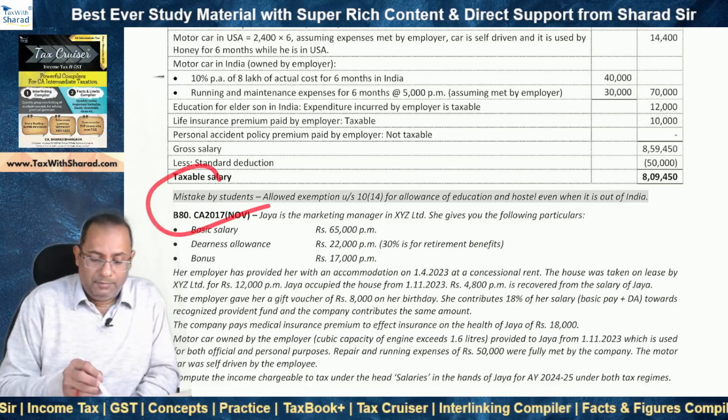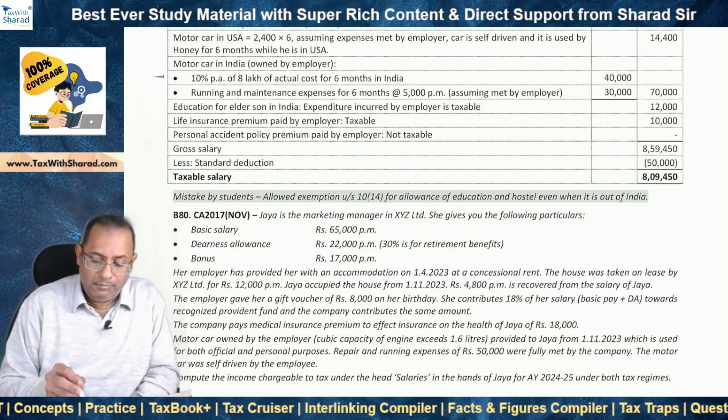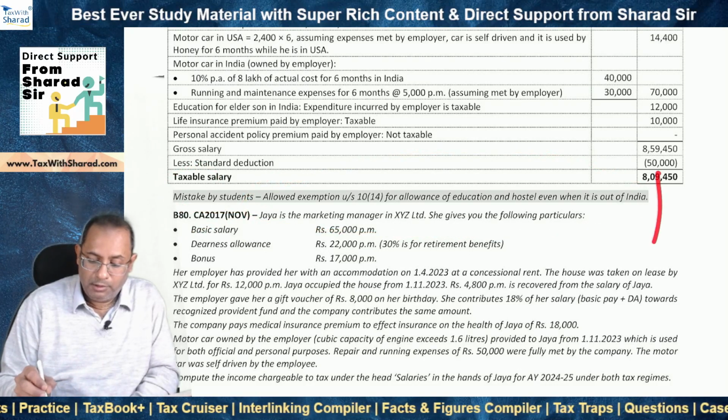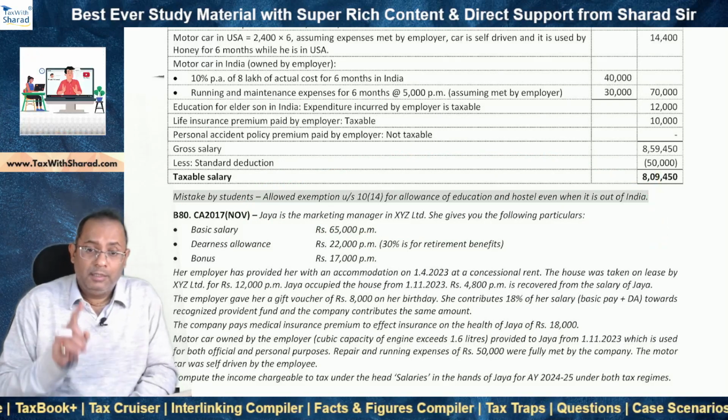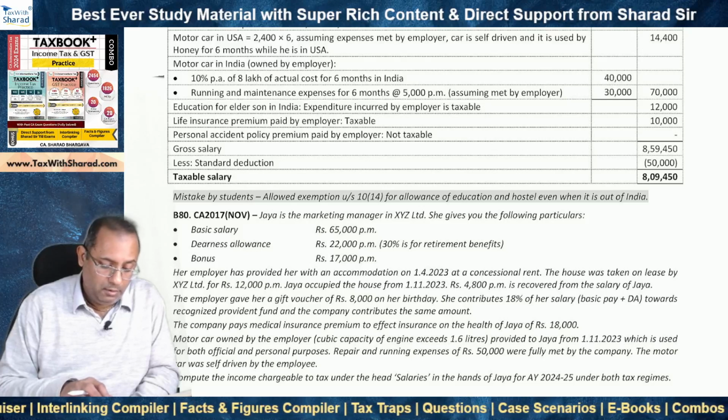So this is an example. It will be written as mistakes by students and then you will have the examiner comment: allowed exemption even when it is out of India. So this was a mistake. This should not have been done. These kinds of examiner comments will put you on alert.